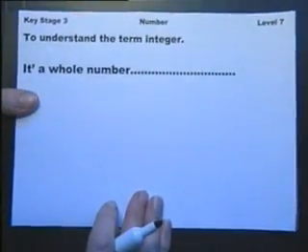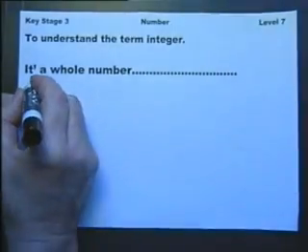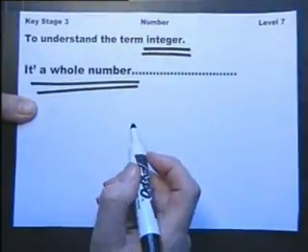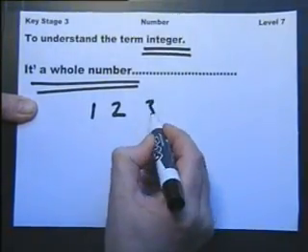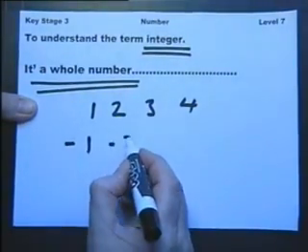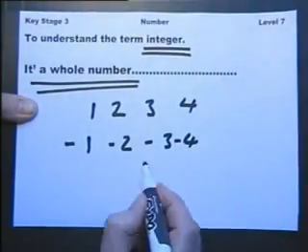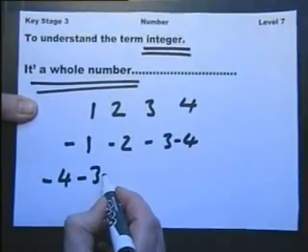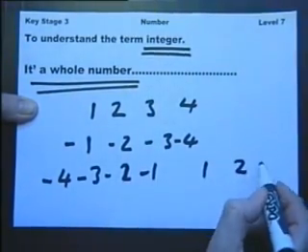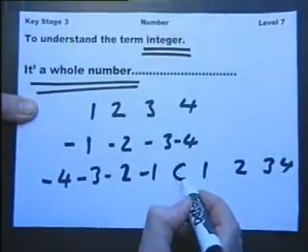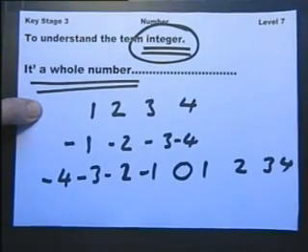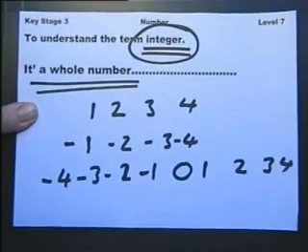To understand the term integer. An integer is in fact a whole number. These are positive integers. These are negative integers. Now if you go from the negative to the positive, we have a problem of the naught, because we can argue that naught is not a whole number, but we do include it in the integer range. So integer is a whole number and it includes naught when you go from negative to positive.